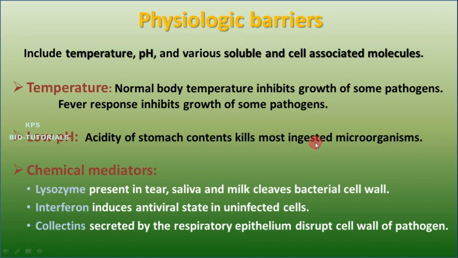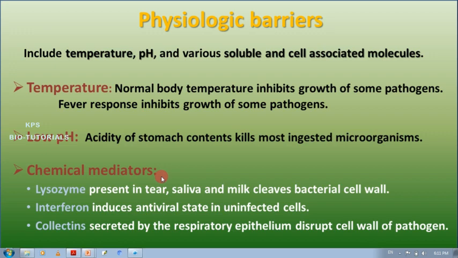The microorganisms ingested through our food materials, when they reach the stomach, encounter a high acidity, about 1.8 to 2.5 pH or around that. So this much acidity will kill most of the ingested microorganisms.